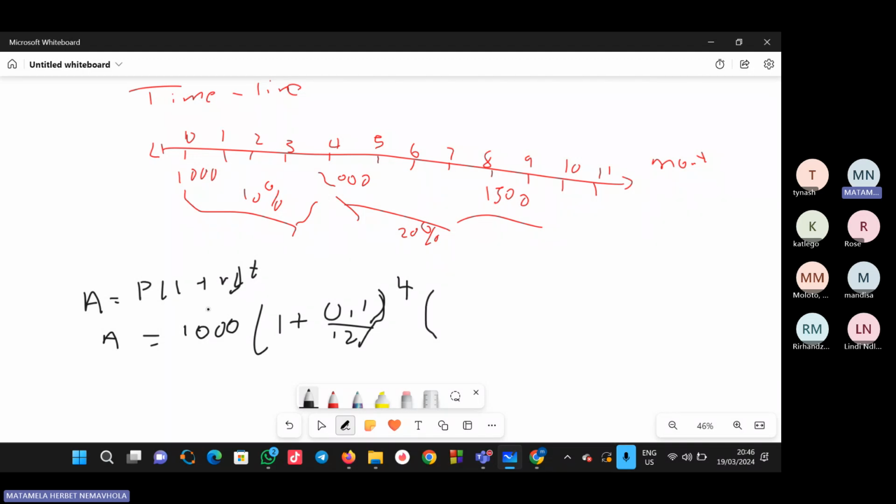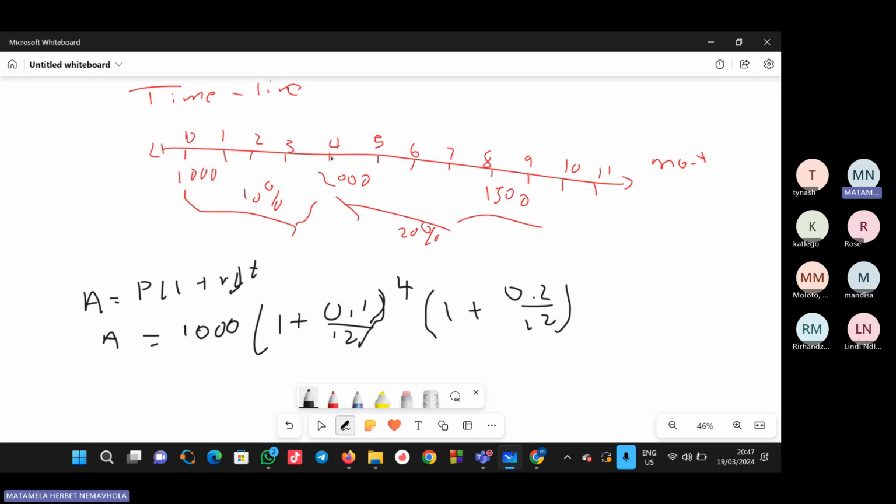So you bracket for 1,000, because this 1,000 has been here until the end. There was no withdrawal here. Sometimes they will tell you that you withdrew some, and how much, but now I'm just showing you when there is no withdrawal. Then you just say 1 plus. Now, because it changed to 20%, it's 0.2 over 12.